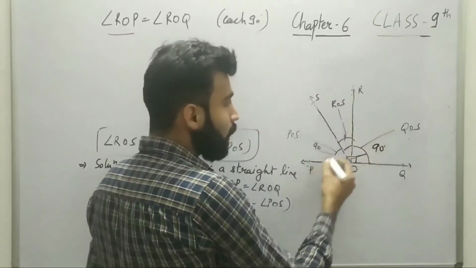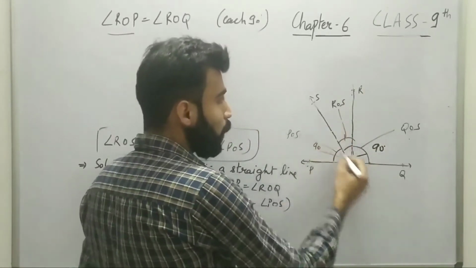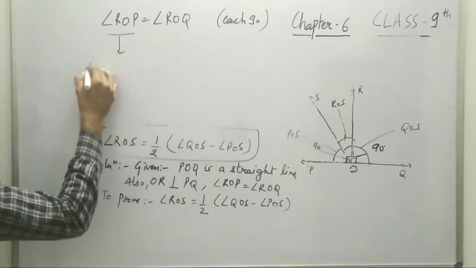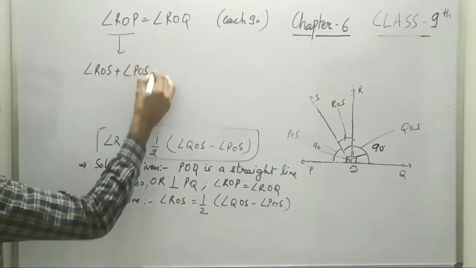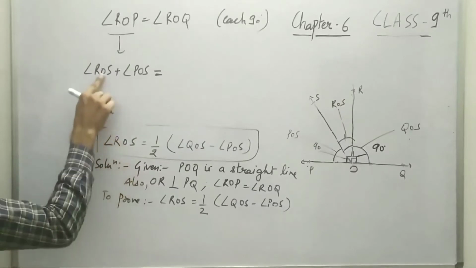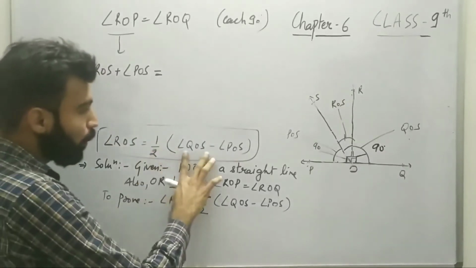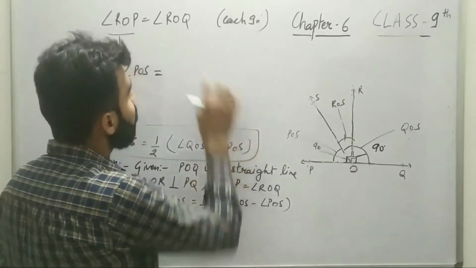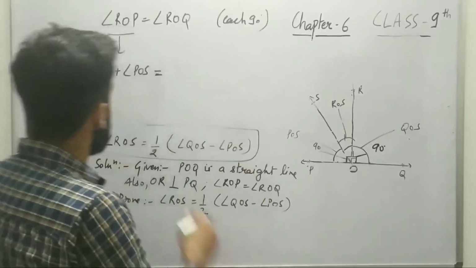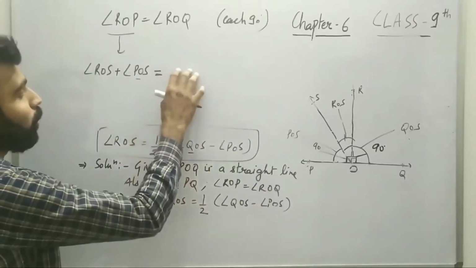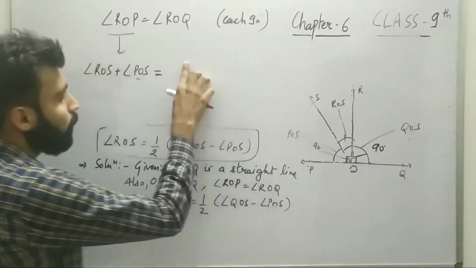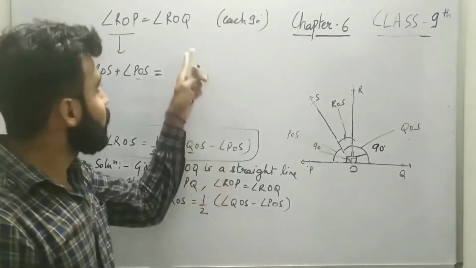So ROP can be written as ROS plus POS, right? So I am writing it as angle ROS plus angle POS, right? Now you can see this ROS is now here, right? So we have to also include QOS and POS in this condition, right? So POS is already here now. So what is remaining? That QOS. So somehow we have to generate QOS in this condition, right?